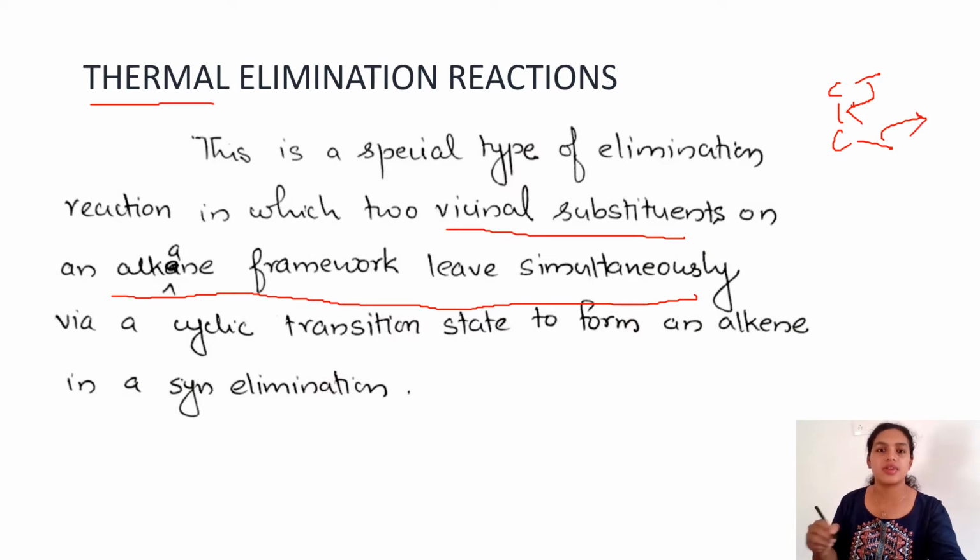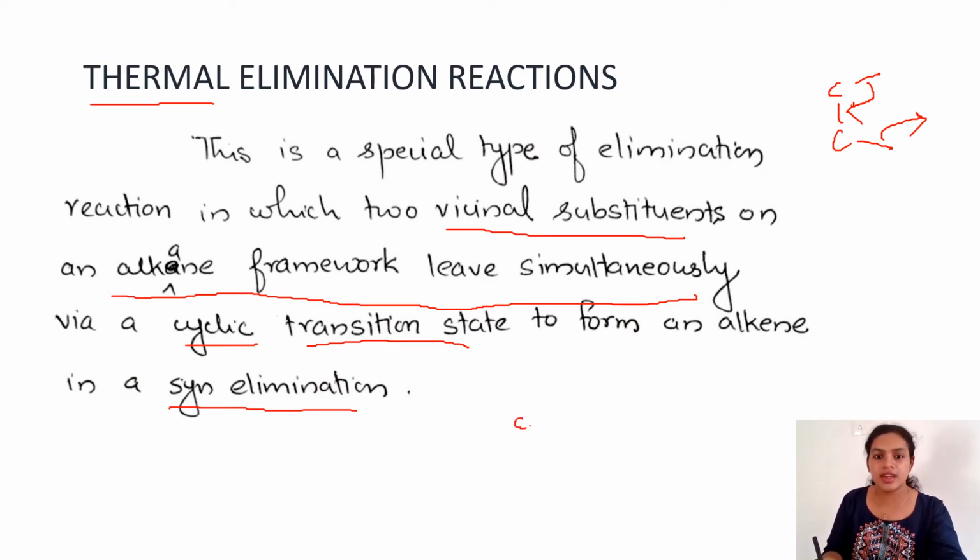The mechanism will be like this. They leave simultaneously, which means at a time, via a cyclic transition state, to form an alkene. Another thing to be noted is that it's a syn elimination. You will be familiar with syn and anti additions. Like that, there are syn elimination and anti elimination also.